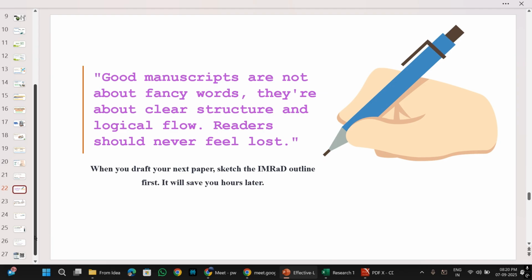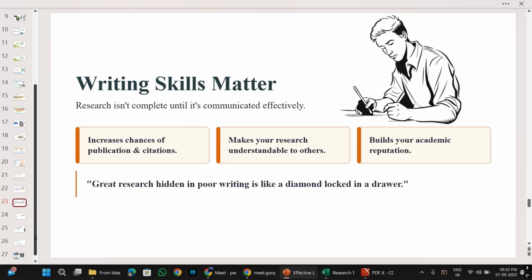So when you draft your next paper, sketch that IMRD outline first. You have to draft that outline first, take help from ChatGPT. It makes a wonderful outline for you that you can later amend as per your requirement, and it will save you hours and hours altogether. Because if you start writing without a structure of what you need to write, my god, a difficult thing. You have to have an outline first and then go ahead with writing it.